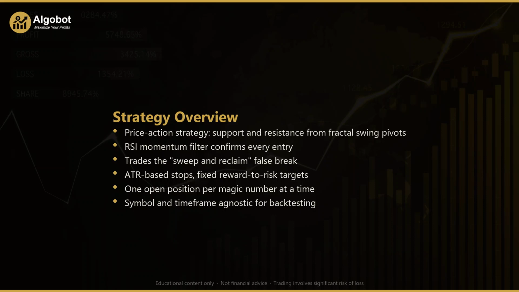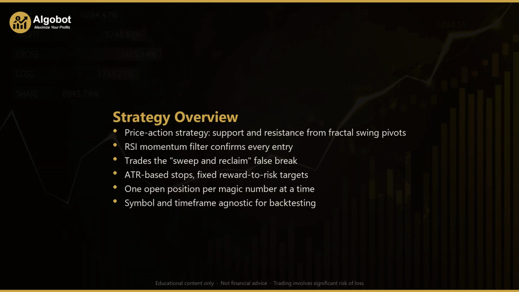To confirm that momentum is actually turning, the EA adds the Relative Strength Index, a classic oscillator. For a long, RSI needs to be turning upward. For a short, it needs to be turning downward. This momentum filter is designed to help separate a genuine reversal from a level that is simply breaking down.